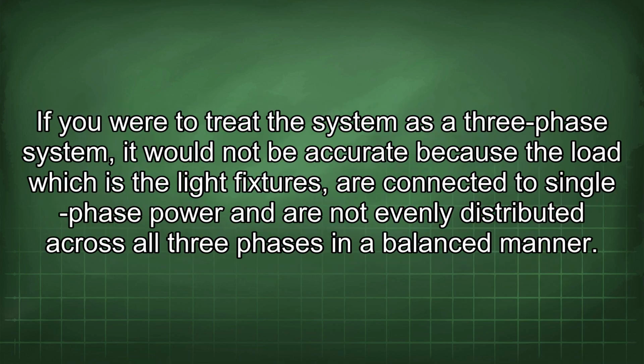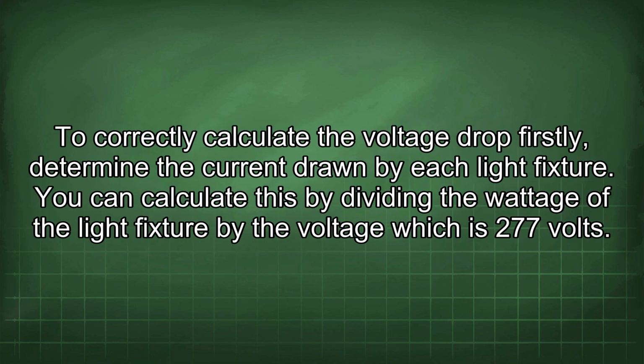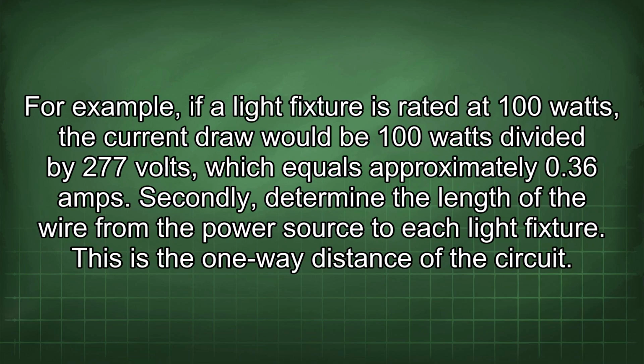If you were to treat the system as a three-phase system, it would not be accurate because the load, which is the light fixtures, are connected to single-phase power and are not evenly distributed across all three phases in a balanced manner. To correctly calculate the voltage drop, firstly determine the current drawn by each light fixture. You can calculate this by dividing the wattage of the light fixture by the voltage, which is 277 volts. For example, if a light fixture is rated at 100 watts, the current draw would be 100 watts divided by 277 volts, which equals approximately 0.36 amps.